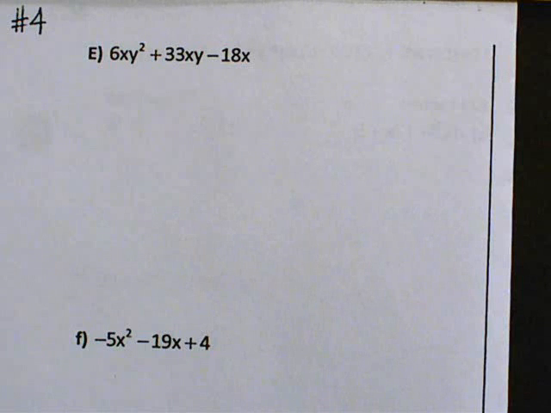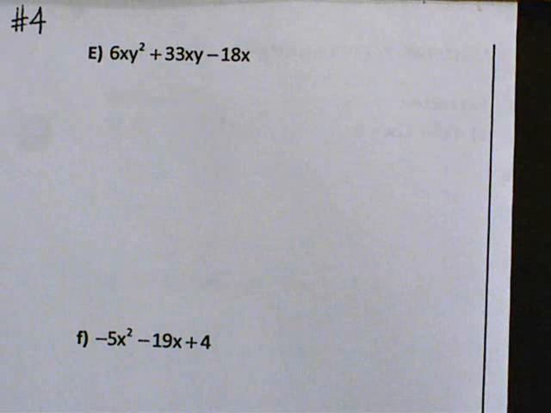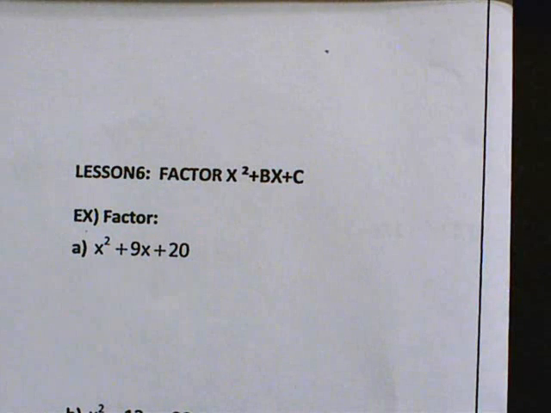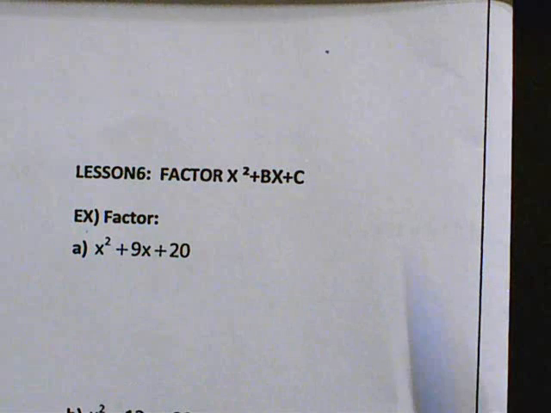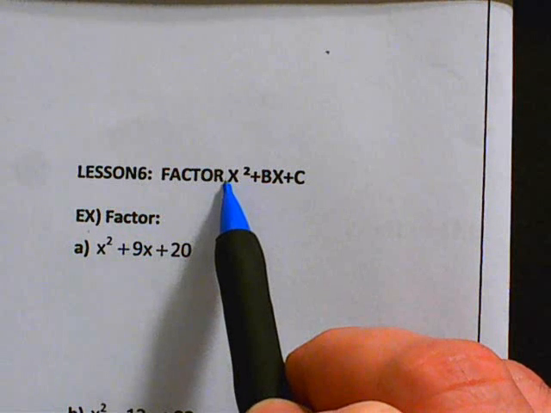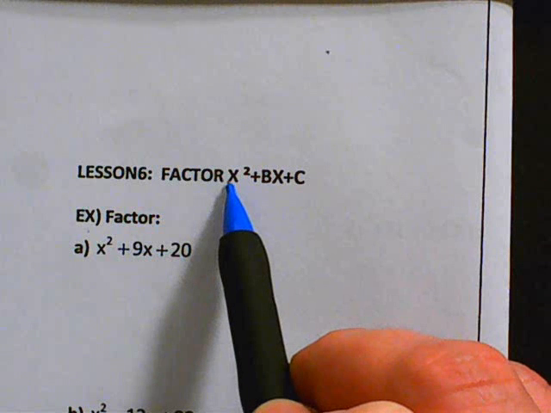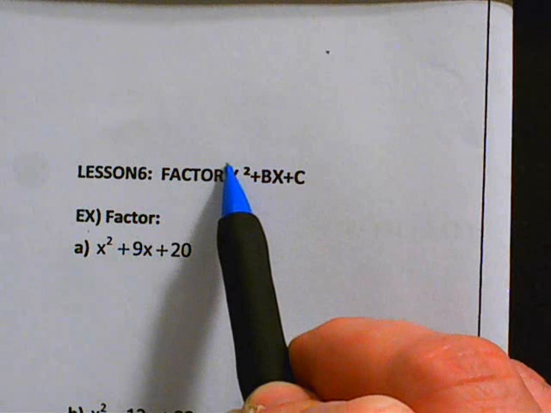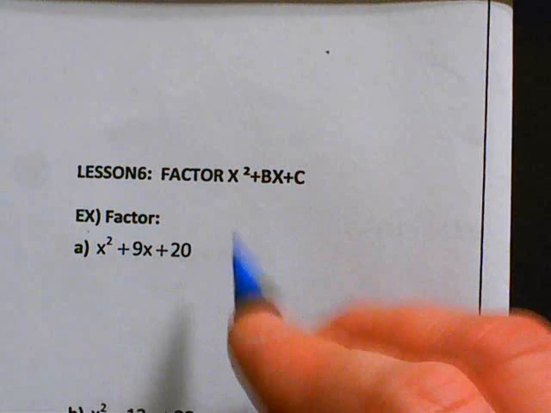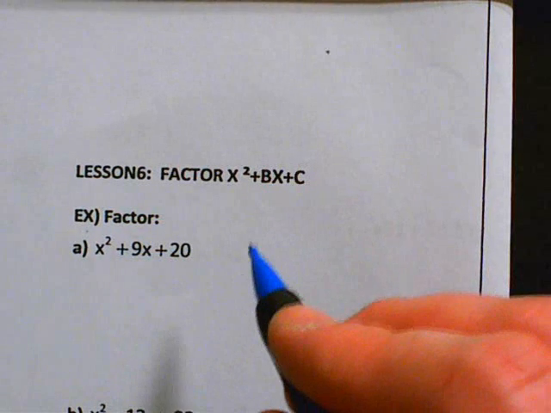Hello, this is going to be lesson 6. It's going to be found on page number 4 of your notes. So lesson 6 is going to be about factoring. Up to now we've been factoring trinomials that had a number in front of the x squared. This time we're going to show the special case that whenever there is a 1 in front of the x squared, it's going to be a little bit simpler to solve your problems.